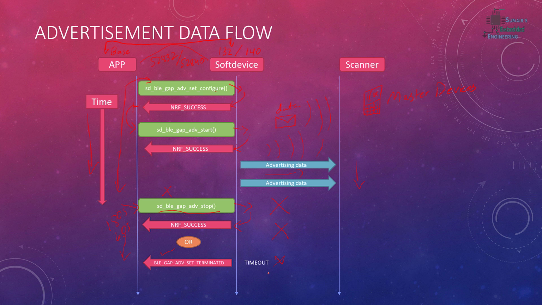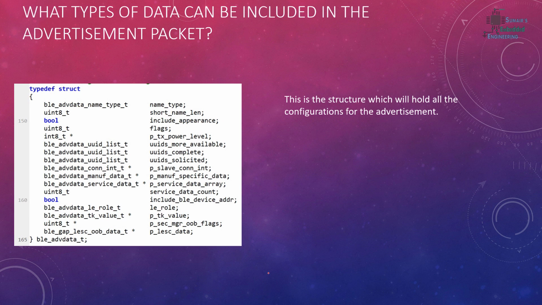Now we know the basic way how our device can advertise and stop it, and how it's working. Now we will see the real code, but before that let's see what is present in the advertisement packet. So I have taken a picture of a structure. This structure explains what type of data can be included in the advertisement packets.